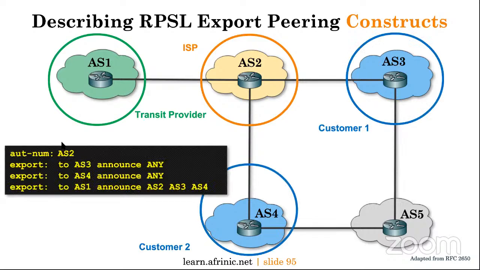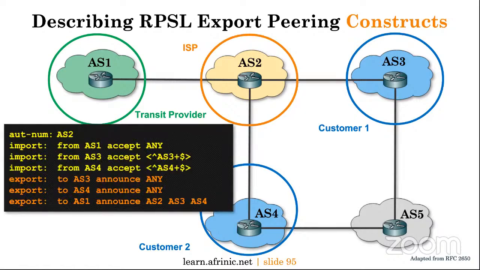And you can see here, to AS3, remember the construct I showed you, the simple way of constructing policies on your AutNum. Remember, we're doing this on an AutNum object. So to AS3 you announce any, and AS4 also the same thing. You're giving them the full internet routes. And then to AS1, your transit provider, you're announcing yourself and your customers. Now, you get the job done, but it's not an efficient way of doing the job.